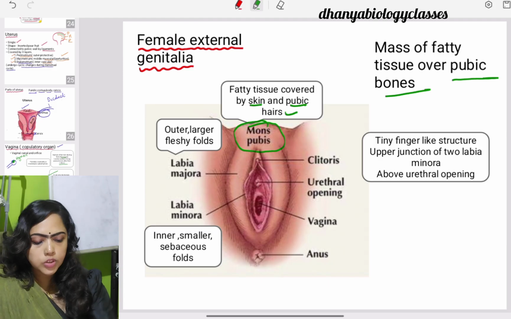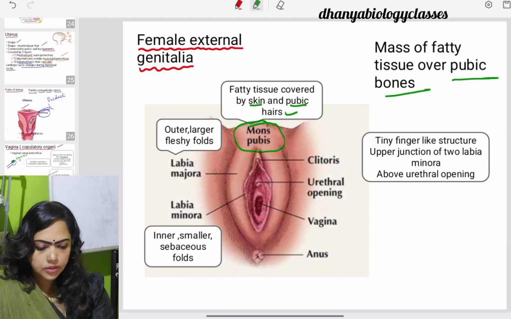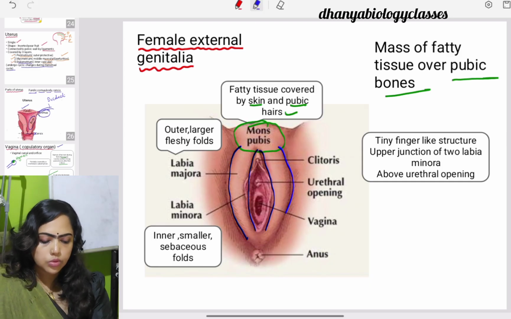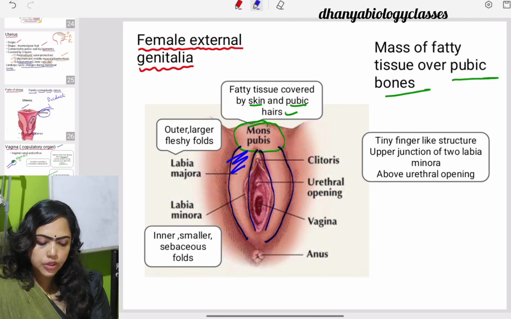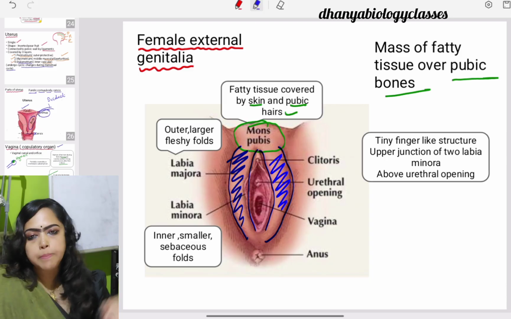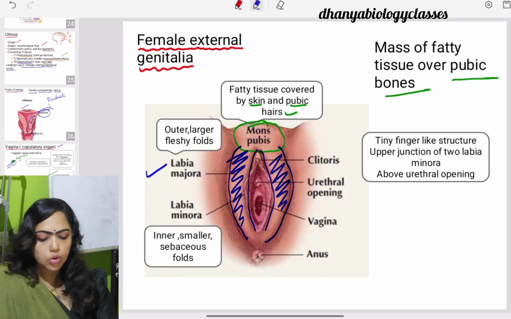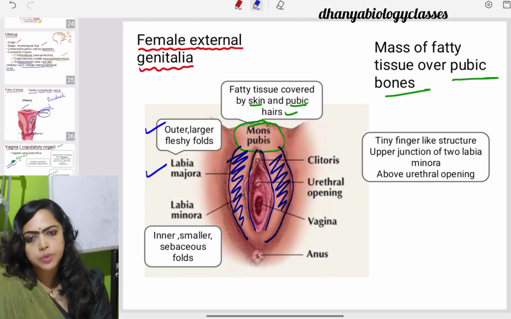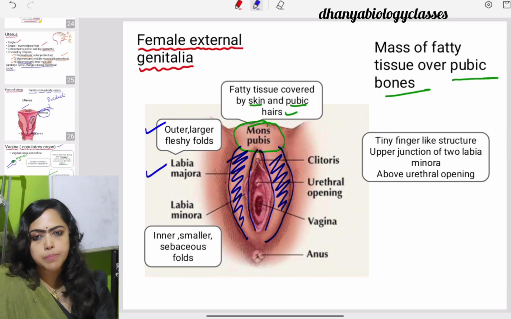And then from this mons pubis, two folds of tissue arise. One outer, larger fleshy fold of tissue is present. And this is called as what? Labia majora, or major lip. So the outer larger fleshy fold is present from this mons pubis, and this is called as labia majora.